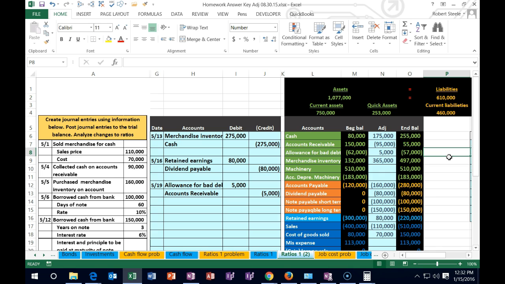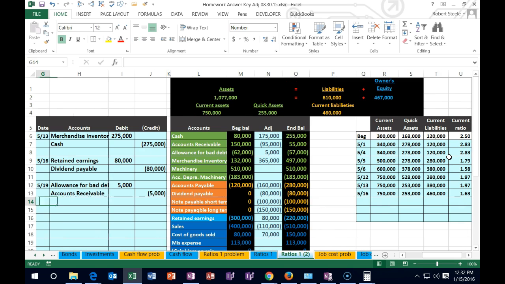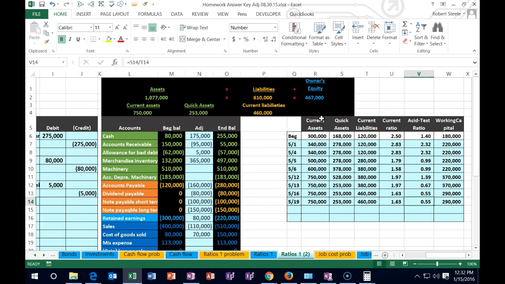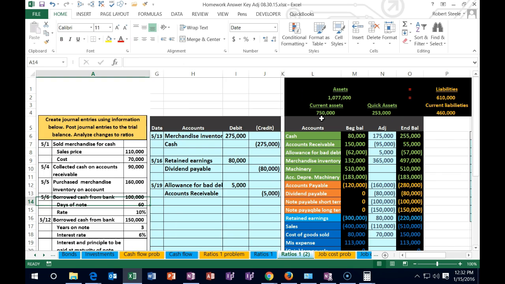But in any case, what would be the effect of that journal entry on our ratios? We would have to say that as of the date, what was the date here, 5/19, there's going to be no change on the current assets, 750,000. There's going to be no change on the quick assets of 253,000. The current liabilities, no change of 460,000. And therefore, I'm just going to let Excel calculate those for us. There's no change.